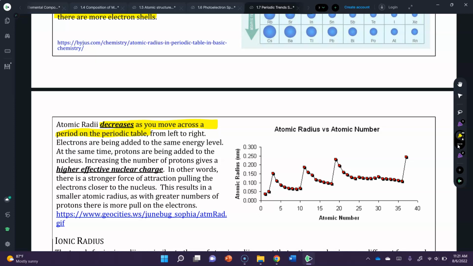This is because electrons are being added to the same energy level. At the same time, protons are being added to the nucleus. So the distance is increasing, but you're increasing the effective charge, right? So it has a higher effective nuclear charge. In other words, there is a stronger force of attraction pulling the electrons closer to the nucleus as you go left to right. This results in a smaller atomic radius with greater numbers of protons. There's a greater pull on those electrons.